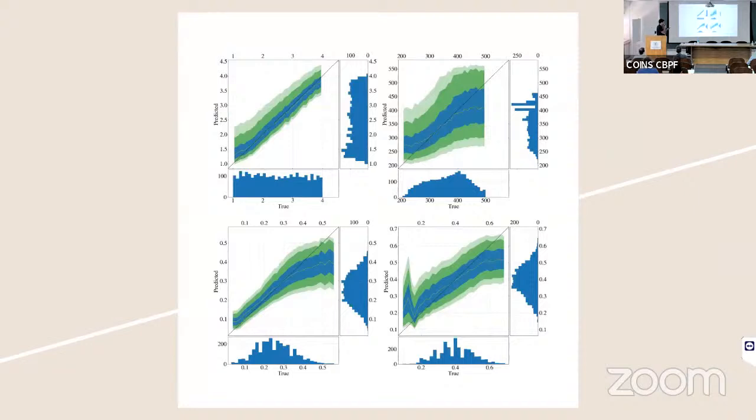On the top left, we have the Einstein radius. On the top right, the velocity dispersion of the lens galaxy. On the bottom left, the redshift of the lens, and bottom right, redshift of the source. What you're seeing here is a 1-by-1 plot. On the x-axis, we have the true value, the value that was used to generate a simulation. And on the y-axis, you have what the model predicts for that value. In blue, you have the 1 sigma confidence interval, and in green, I'm not sure if you can see this, but there are the 2 and 3 sigma confidence intervals.